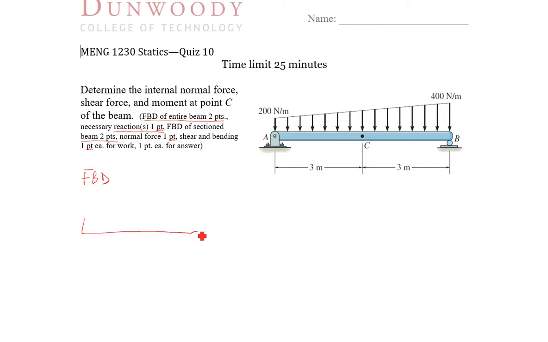So we have our beam here. On the left end we have AY, AX. The pin gives us those two reactions. On the other side we get a normal force at B. It's only in the Y direction. It appears that we're horizontal. And then we have our distributed load.